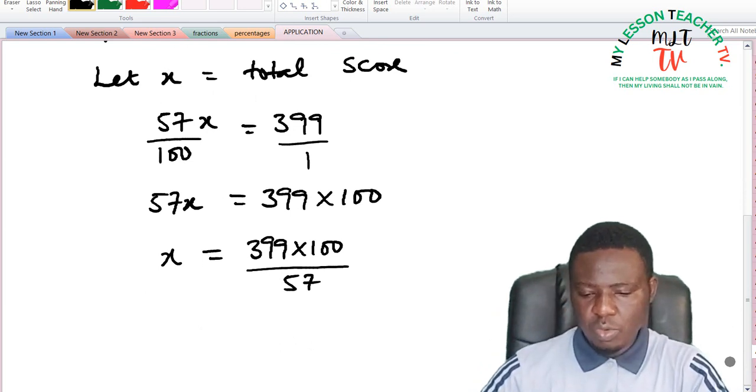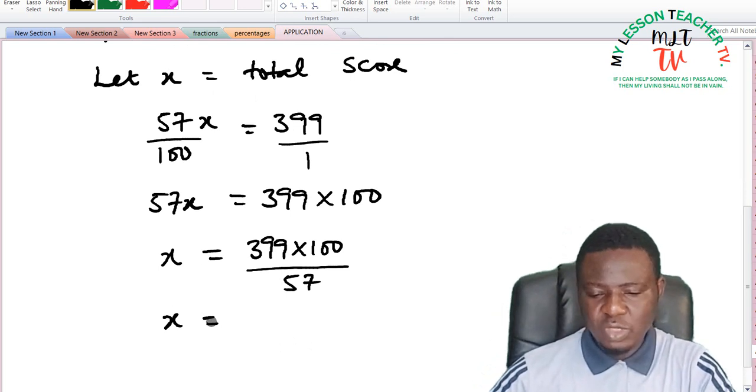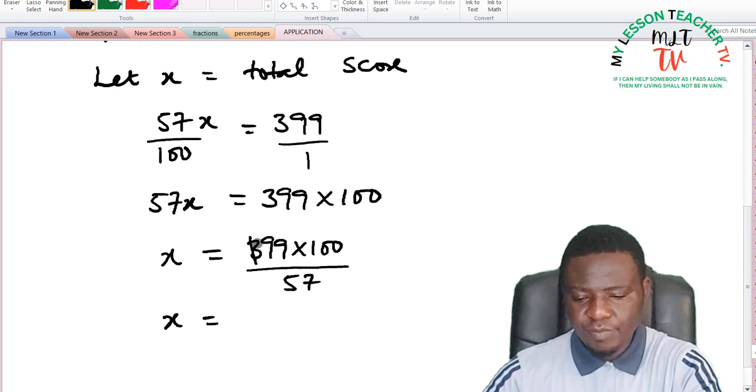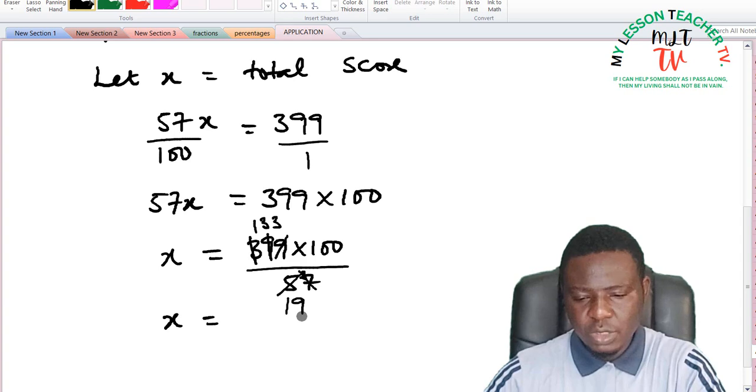So what can go? What can divide? Is there any factor that can divide 399 and 57? 3 can go. 3 into itself is 1. 3 into 9 is 3. 3 into 9 is 3. 3 into 5 is 1, remainder 2. 3 into 27 is 9. So this is said to be 133 times 100 divided by 19.